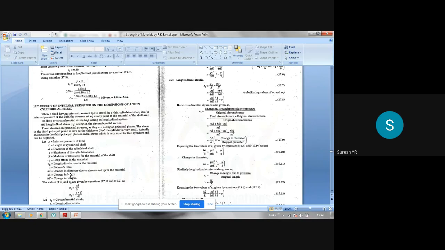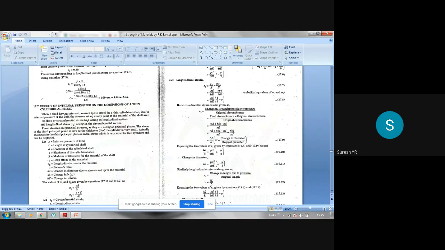Whenever the pressure inside the thin cylinder increases, naturally volume reduces. That I told in the beginning itself. More the pressure, lesser will be the volume. So there will be some change in volume. When the pressure inside a cylindrical shell increases, volume reduces. So the change in volume will be your delta V. Change in diameter is delta D. Change in length is delta L.